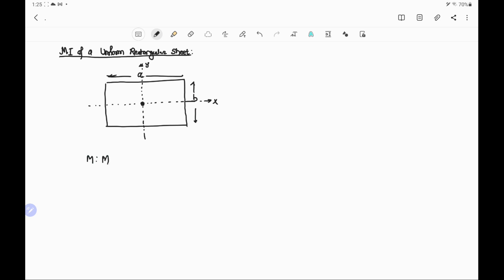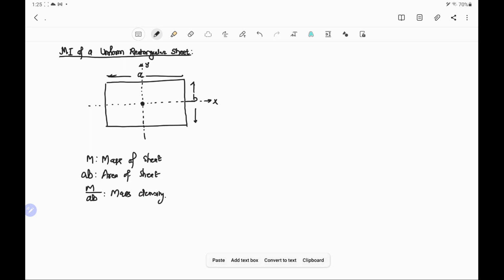Let m be the mass of the rectangular sheet and AB is the area. Length into breadth or width is the area of the rectangular sheet. That means m/AB, this is the mass density, meaning mass per unit area.